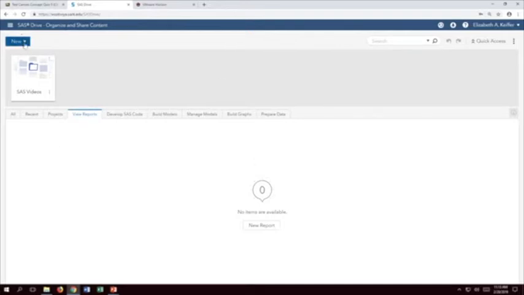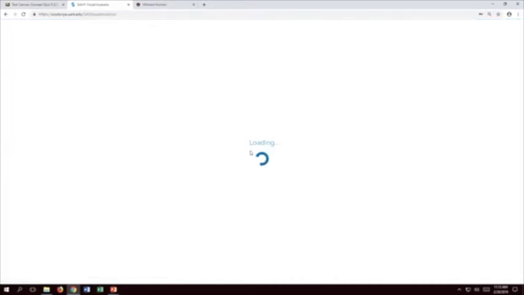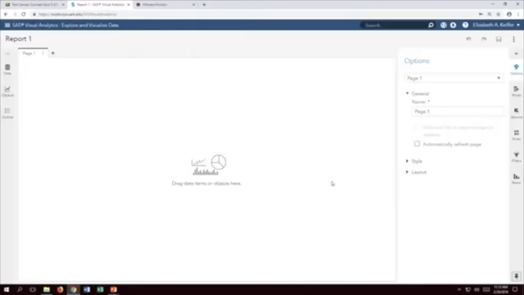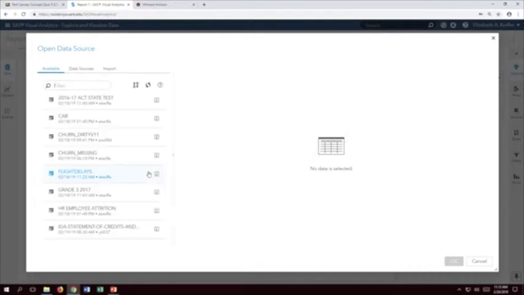So, if I go and create a new report, I'm crossing my fingers that this is going to work. You guys look at some new data. Hopefully you should be able to see a churn data set?